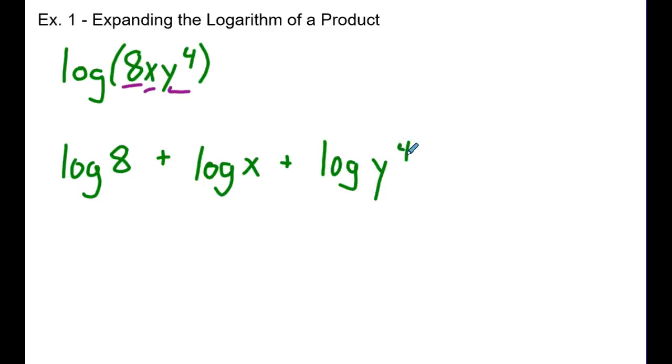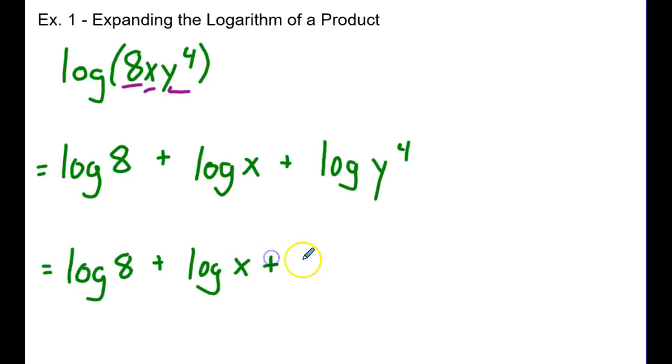So since we had three things being multiplied, we have three factors, we have to use the product rule, break this apart using addition. Now if we look, we have an exponent on our logarithm. We can bring that down as a power. So the final step we get is log base 10 of 8 plus log base 10 of x plus 4 times log base 10 of y. This is how we break apart, expand a logarithm.